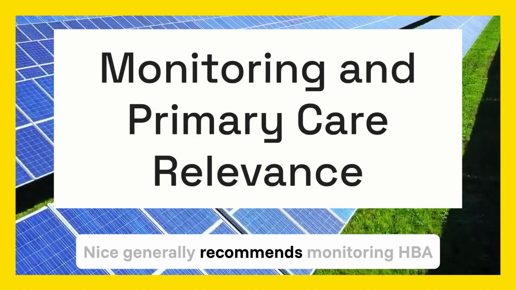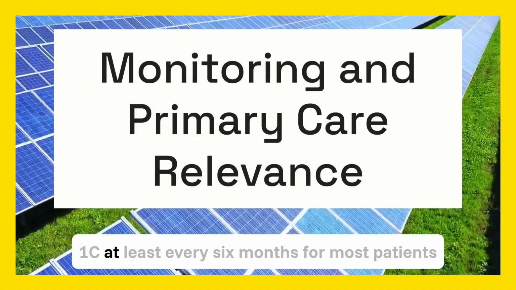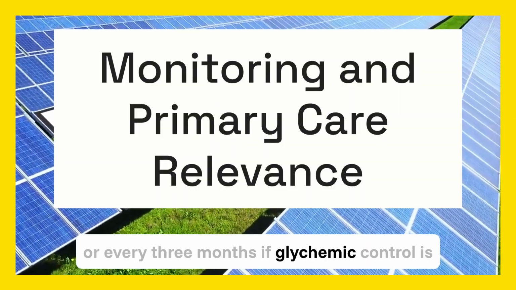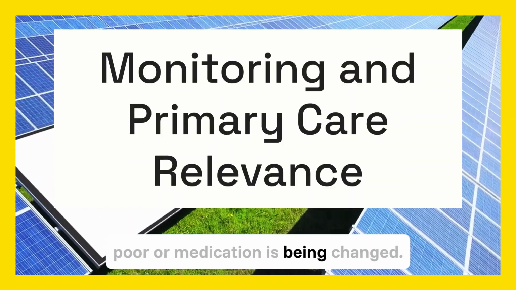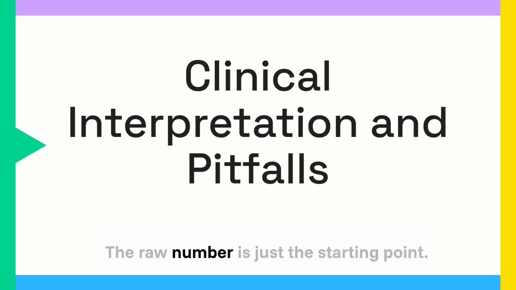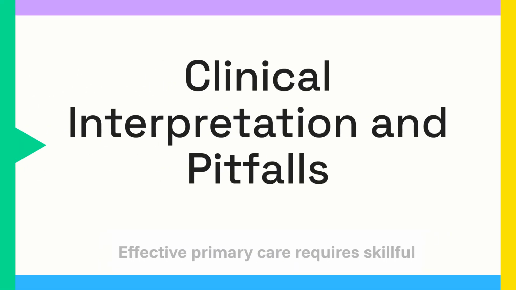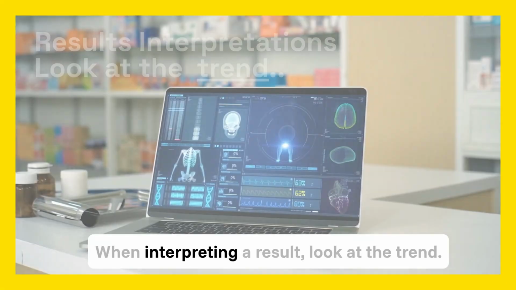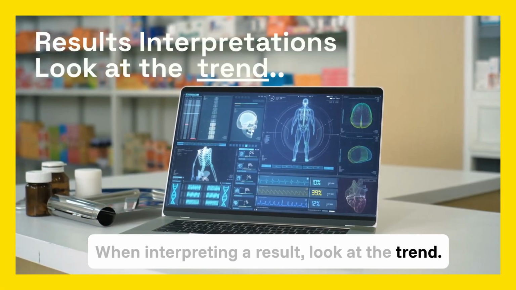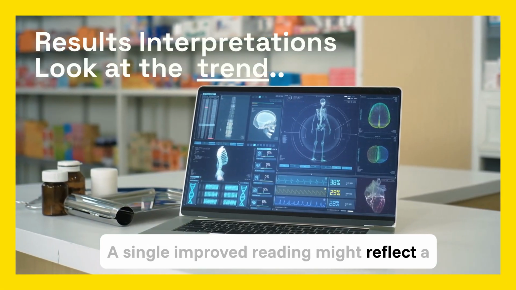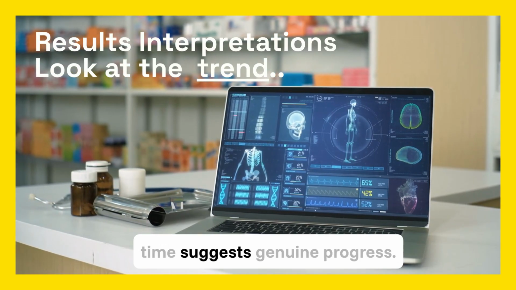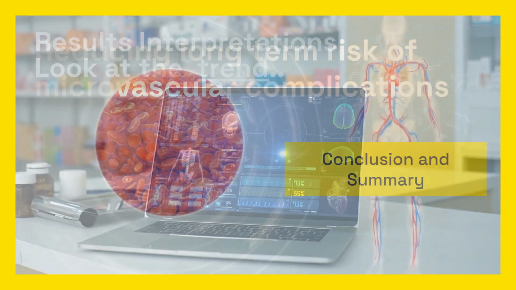NICE generally recommends monitoring HbA1c at least every 6 months for most patients, or every 3 months if glycemic control is poor or medication is being changed. The raw number is just the starting point. Effective primary care requires skillful interpretation and awareness of common pitfalls. When interpreting a result, look at the trend. A single improved reading might reflect a recent effort, whereas a consistent drop over time suggests genuine progress.